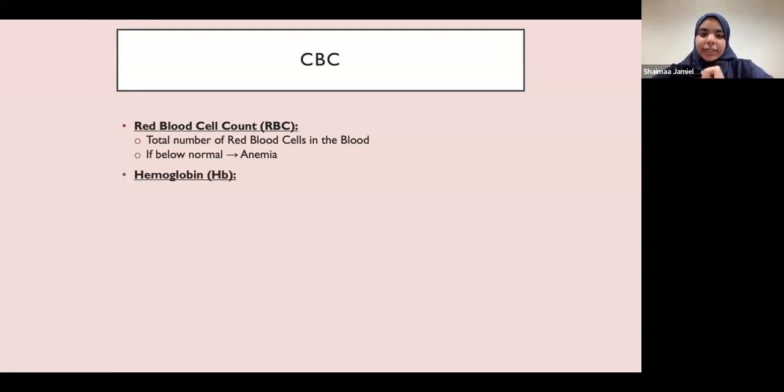What about hemoglobin? Hemoglobin, as we know, is the protein that carries oxygen in the blood. But in CBC, it measures the concentration of hemoglobin in the blood, okay?